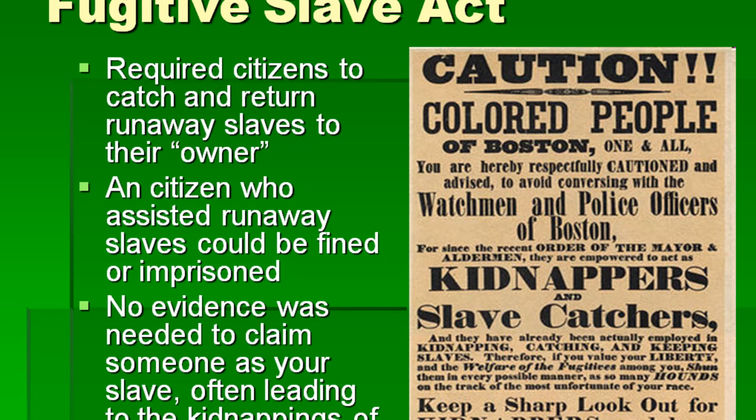Any citizen who assisted runaway slaves could be fined or imprisoned as part of the Fugitive Slave Act. And no evidence was needed to claim someone as your slave, often leading to the kidnappings of free blacks.